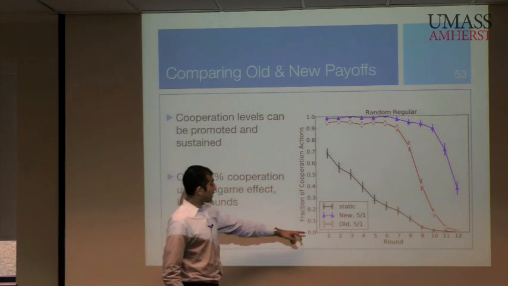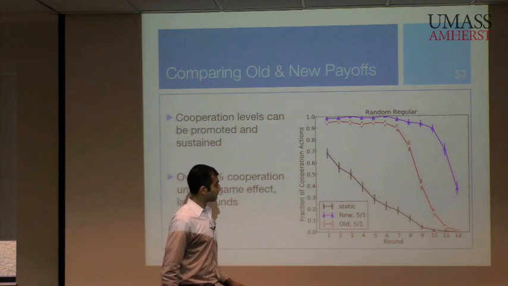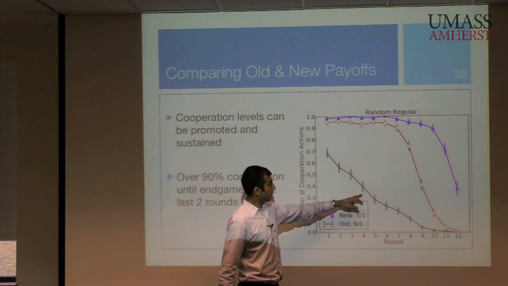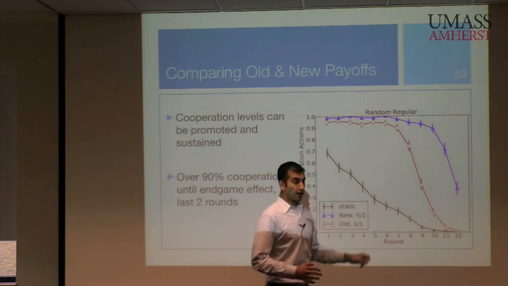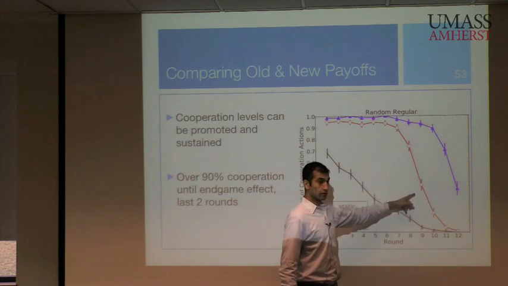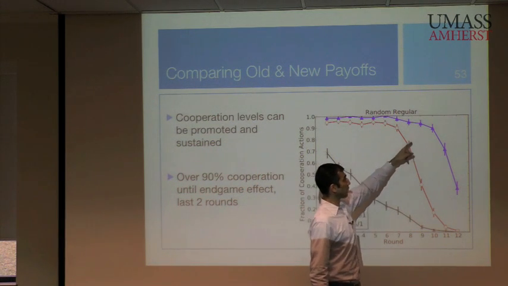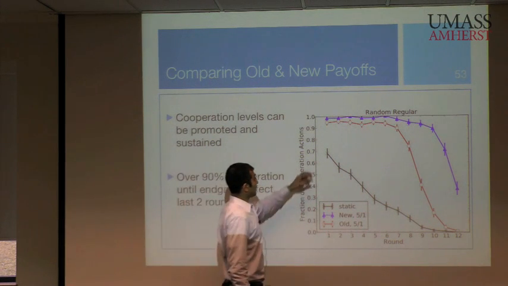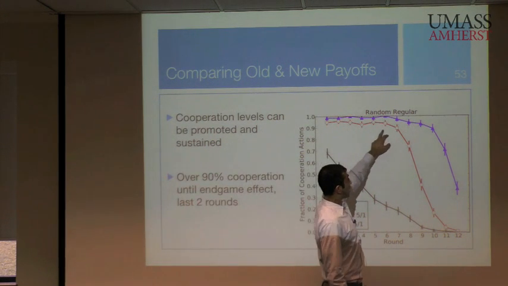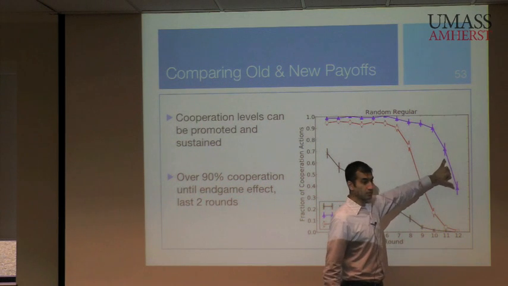On the x-axis is round, the y-axis is fraction of contribution actions. Black curve is static. The red curve is 5 rewirings every round, old payoffs. Blue curve, 5 rewirings every round, new payoffs. What's going on is the contribution levels stay around or above 90%, except for the last 2 rounds.